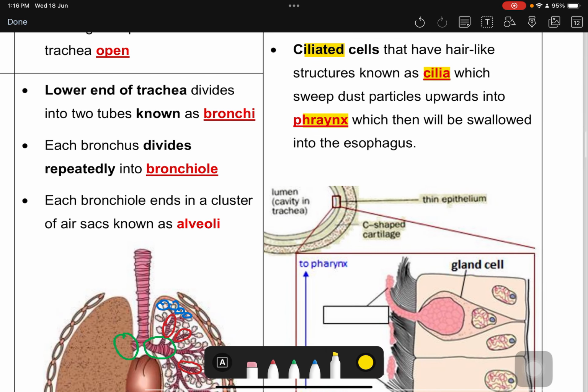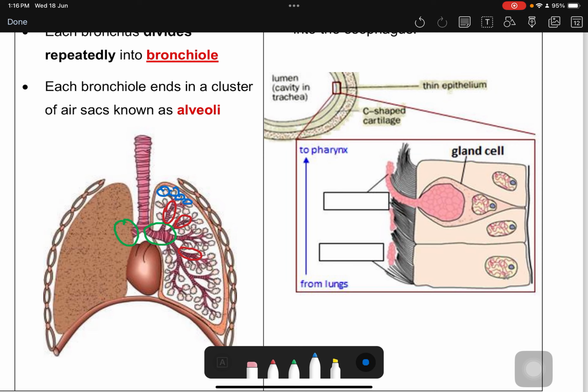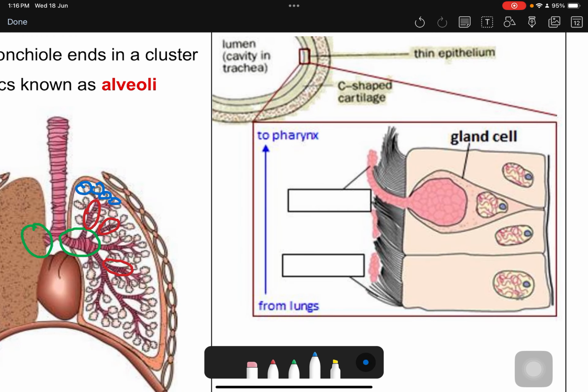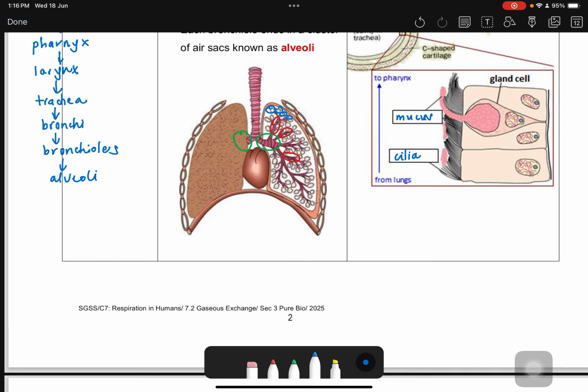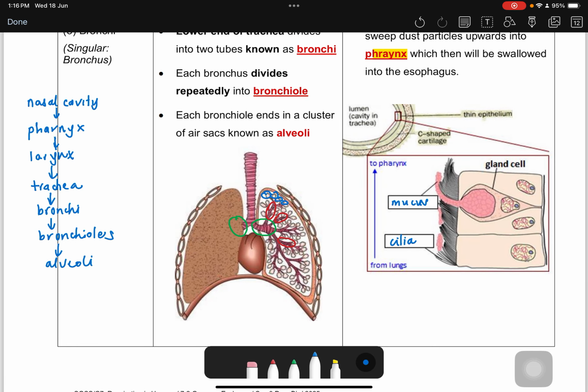All right. Okay, so if it helps you over here, the pinkish substance is actually the mucus, whereas the hair-like structure that is found along your epithelium is the cilia. And that marks the end of all the important respiratory structures and functions that you need to know.